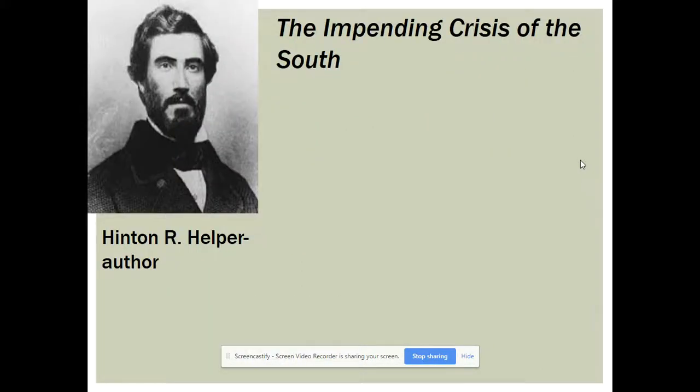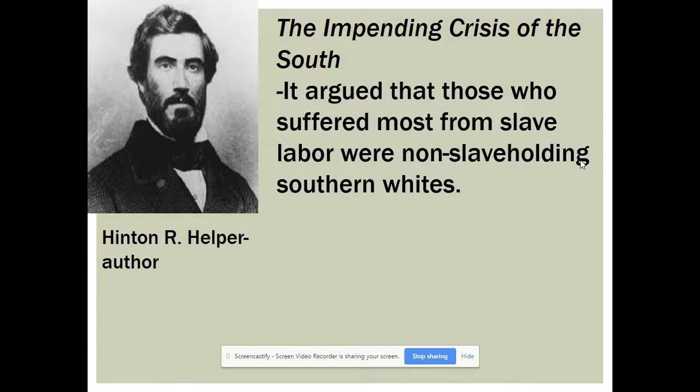Now, this one is an interesting work. It's called The Impending Crisis of the South. This guy is not in favor of slavery, but besides rocking an amazing beard at that time, he is going to argue against slavery from a completely different perspective, a Southern perspective. He argued that the reason we should get rid of slavery is because it really hurt poor white yeoman farmers. So he's not arguing from the moral argument like abolitionists in the North. He's arguing from an economic perspective for white Southern yeoman farmers.